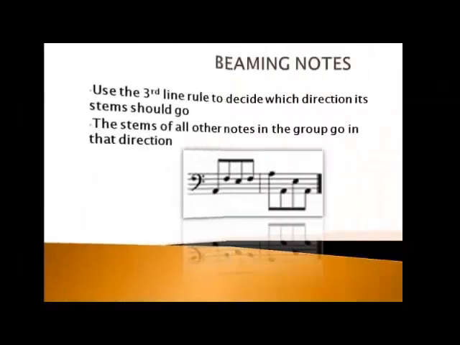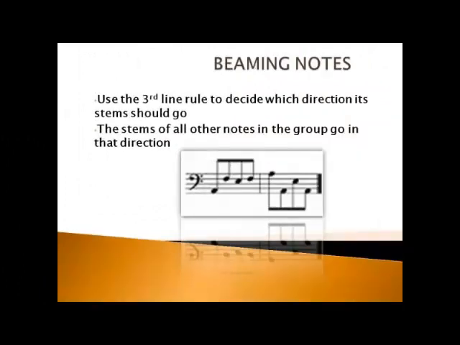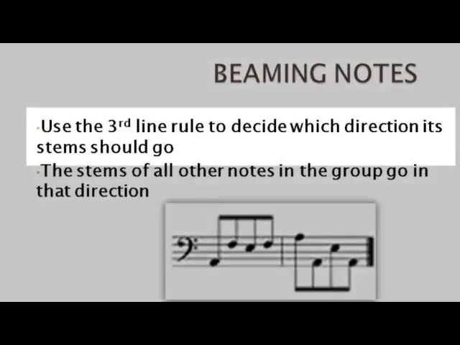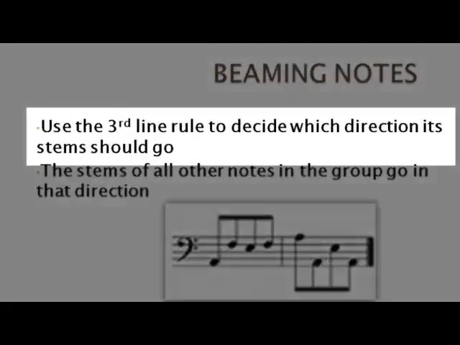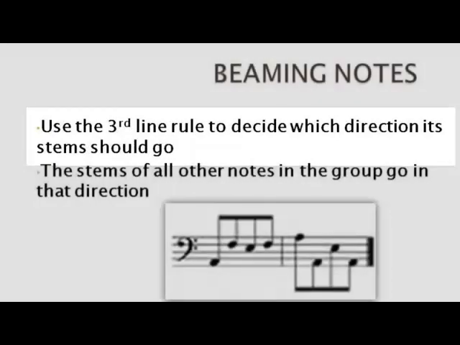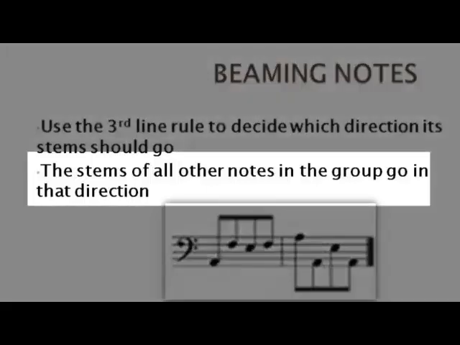When you're beaming notes together, there's a specific rule that's going to make it much easier. You're going to use the third line rule to decide which direction the stems are going to go. When you look at all of the notes that are beamed together, find the one that's furthest away. Whatever the rule is for that note is going to apply for all of the notes that you're beaming together.